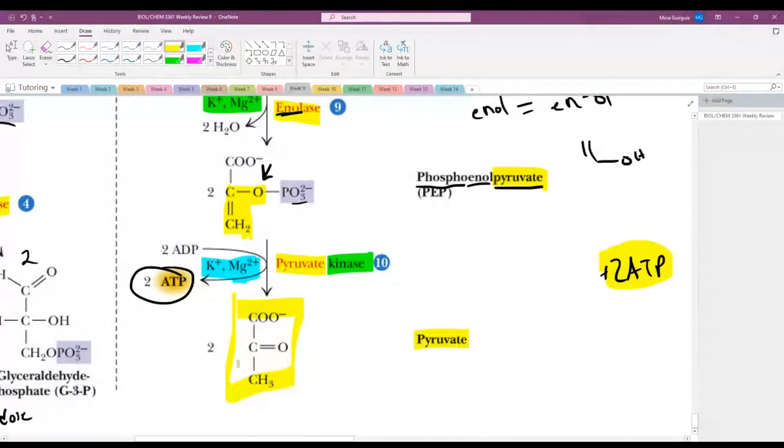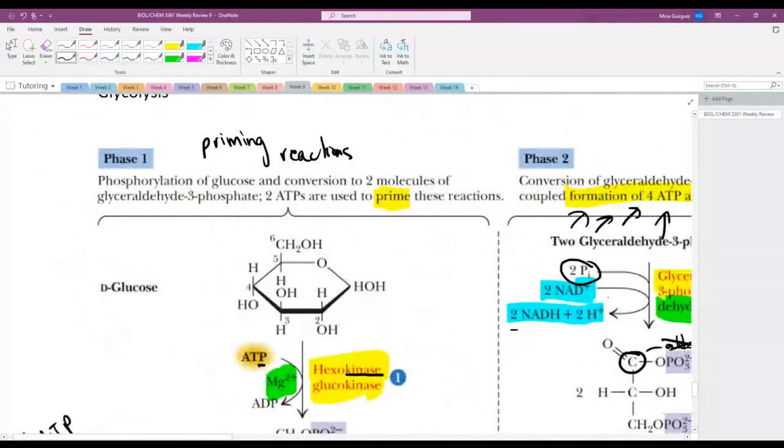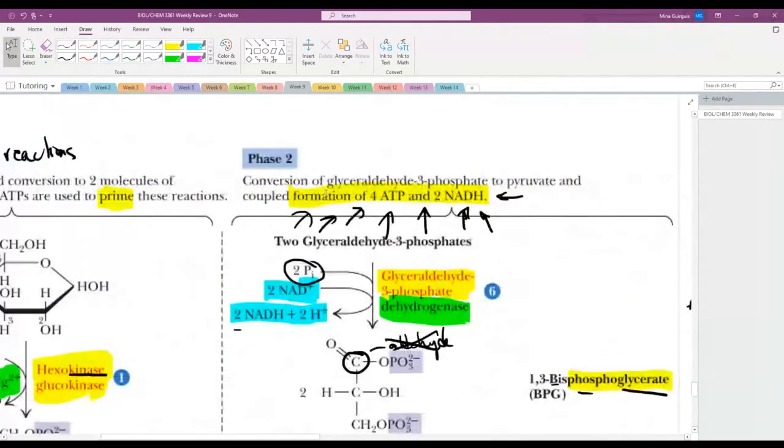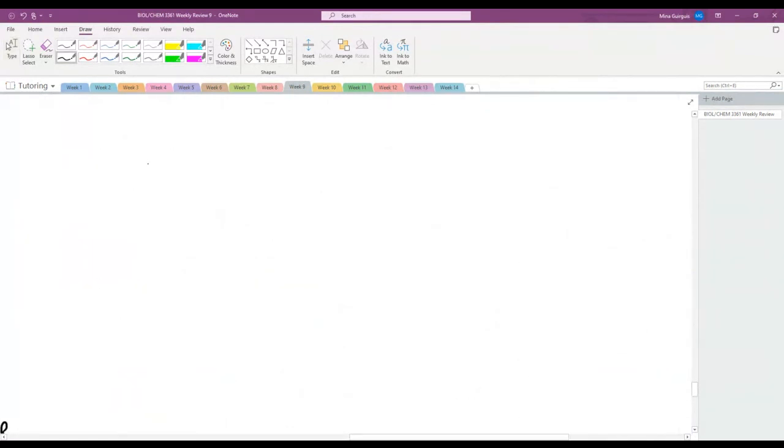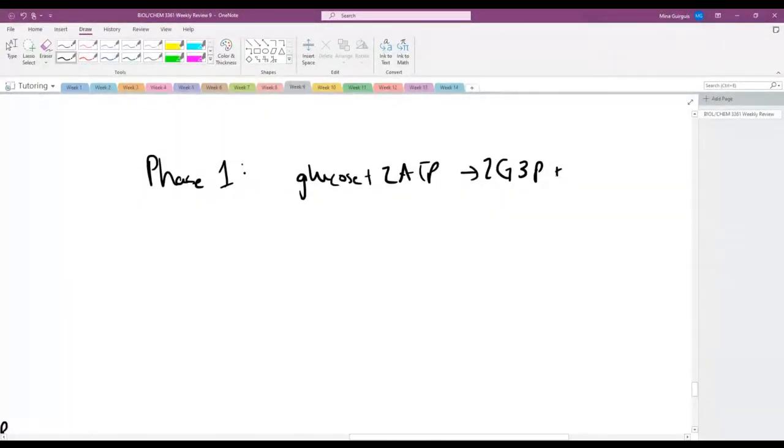So pyruvate kinase gives us this pyruvate. And really it gives us 2 of them, because we do each of these reactions twice, one with each of the G3P molecules. So we have 2 ATP. All right, so let's come back up to the glycolysis part. It tells us we get 2 molecules of G3P by using 2 molecules of ATP and 1 glucose. So we can literally write that out and say phase 1, glucose plus 2 ATP gives us 2 G3P, because I don't want to write glyceraldehyde 3-phosphate.